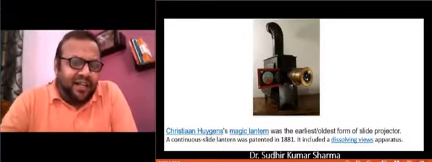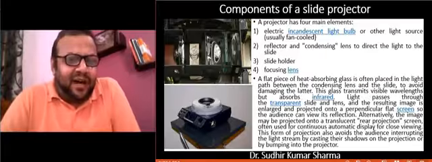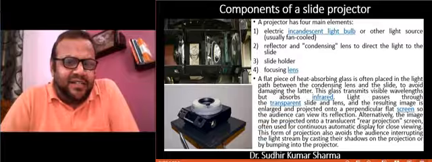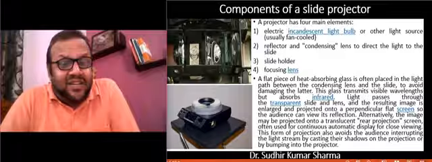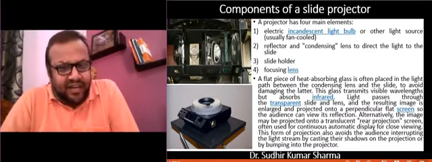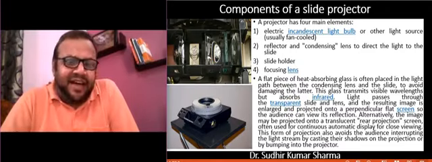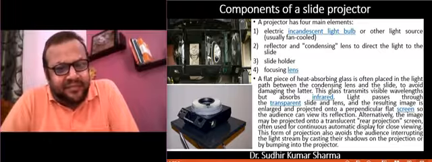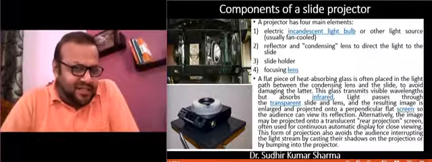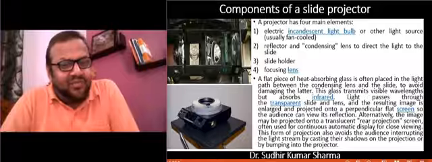Then, what are the components of a slide projector? A projector has four main elements: an electric incandescent light bulb or other light source, usually fan cooled. Inside it, a small fan is there which is cooling it. Then a reflector and condensing lens to direct the light to the slide. Then the slide holder. Then the focusing lens, where the image is focused.